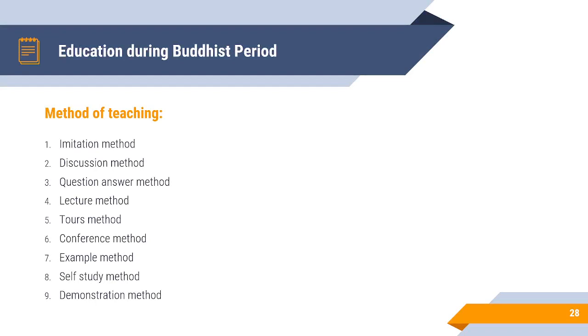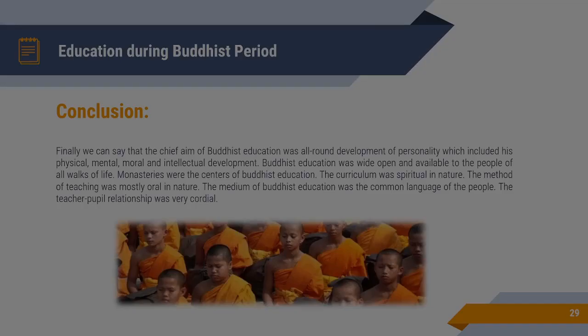Methods of teaching: imitation method, discussion method, question answer method, lecture method, tours method, conference method, example method, self-study method, demonstration method. These are some of the methods that were prevalent at the time of the Buddhist period.